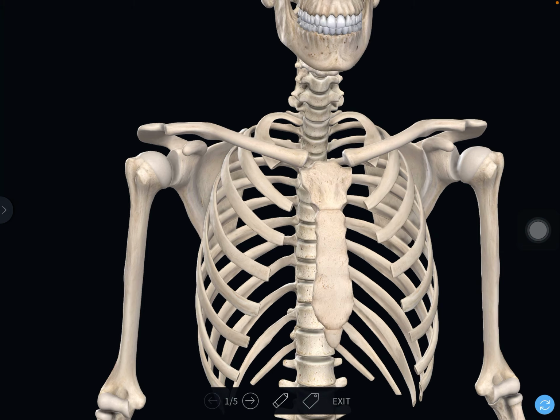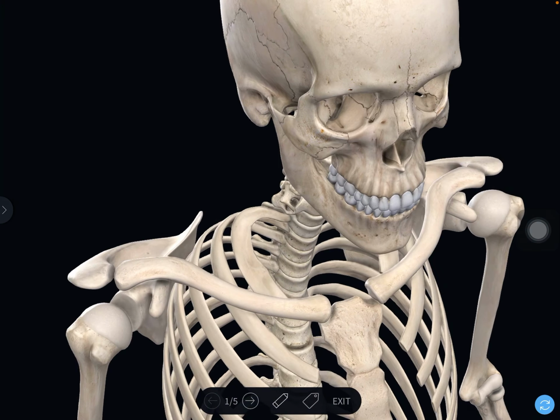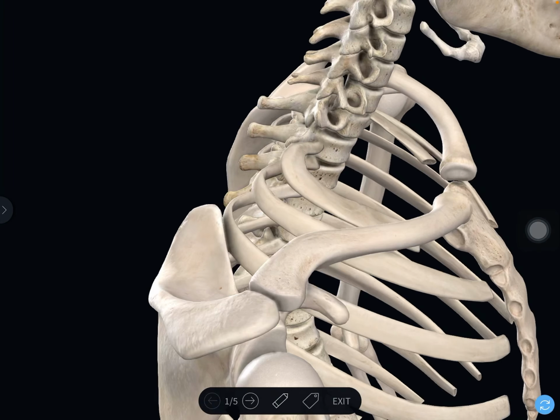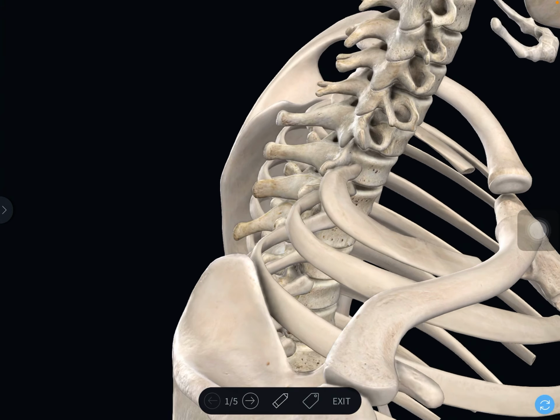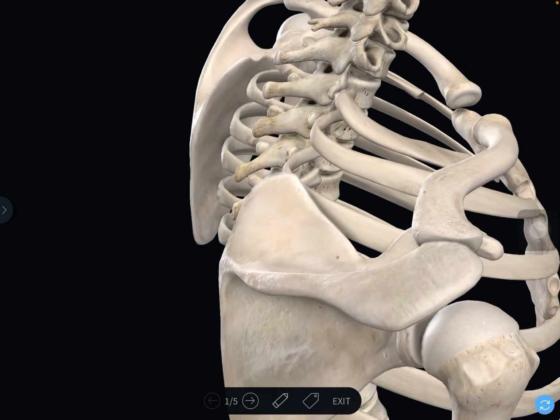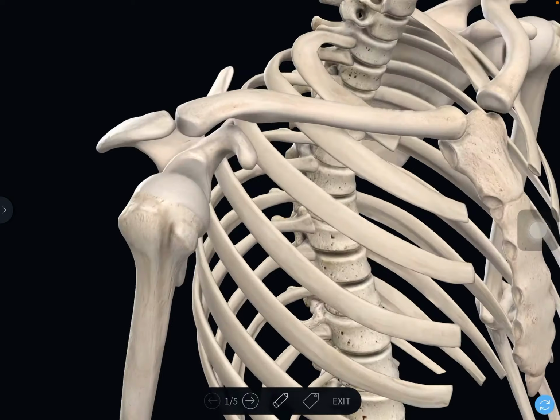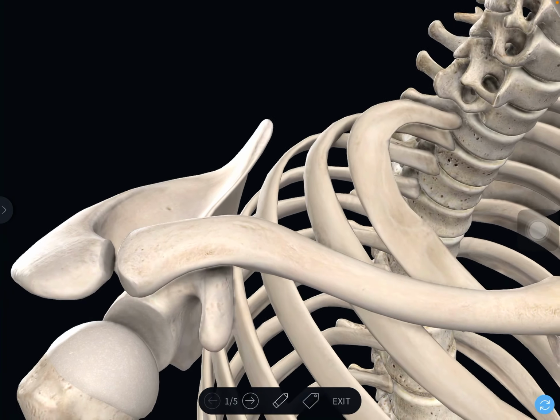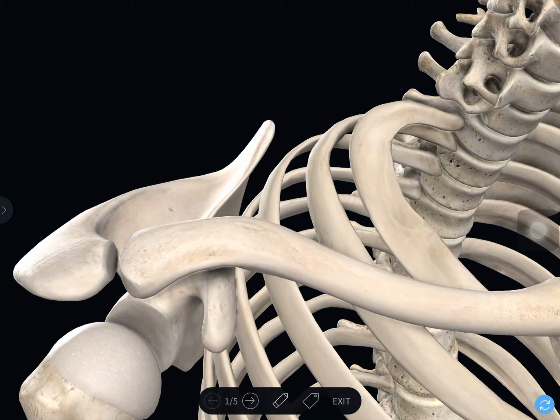Apex is also known as cervicoaxillary canal. Now this is the apex. So we will now only focus on the apex. So this part is called as the apex, cervicoaxillary canal. So the boundaries of apex are in front by the clavicle.